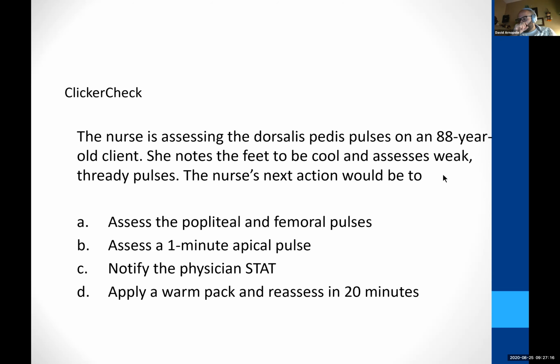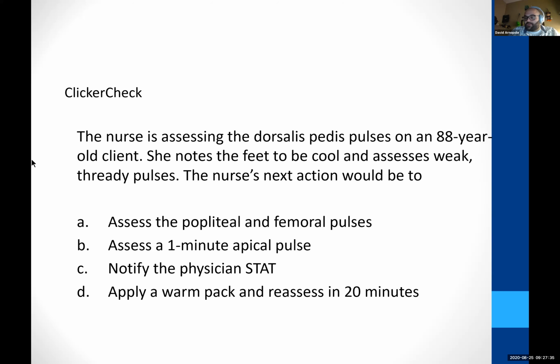Because if we call the provider and say, hey, his feet are cold and he's got weak pulses. Well, how bad is it? His feet are cold and weak pulses. We need more information. He needs to know how bad it is. Is it emergent? Do we need to go to surgery right away and try and fix this? So we need to make sure we have the right information.